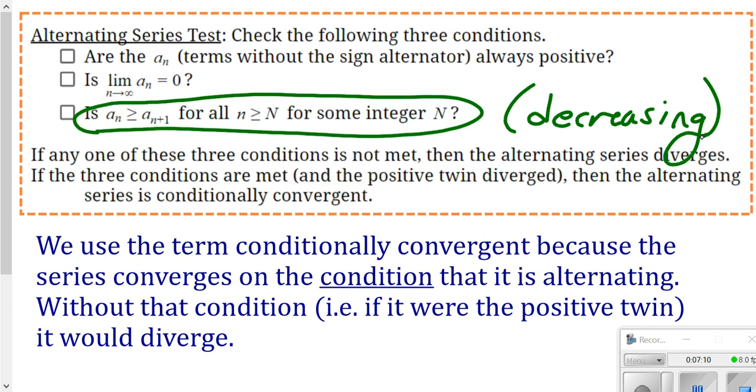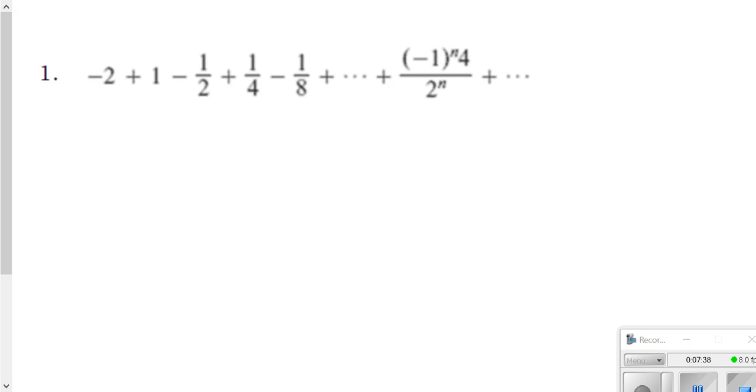So remember that we are going to be using the term conditionally convergent, because that means that this alternating series converges on the condition of being alternating. Without that condition, then we'd have something that was divergent. We wouldn't be looking at the alternating series test unless the positive twin is divergent in the first place. Okay, are you feeling like your head is swimming? It'll be more clear if we look at examples as per usual, right? Examples always help us understand math.